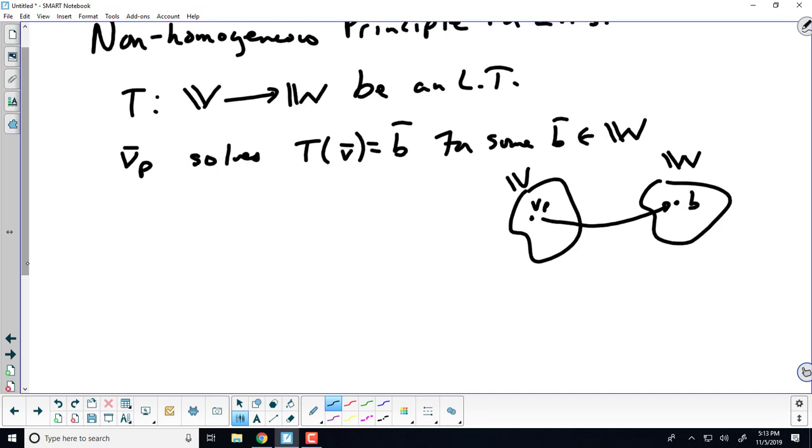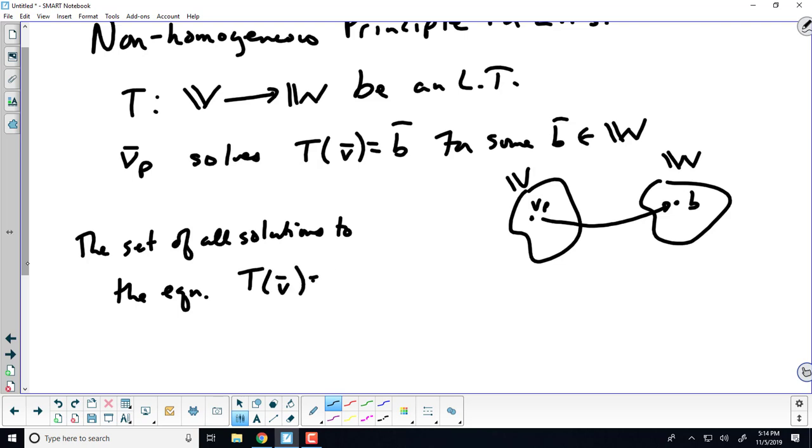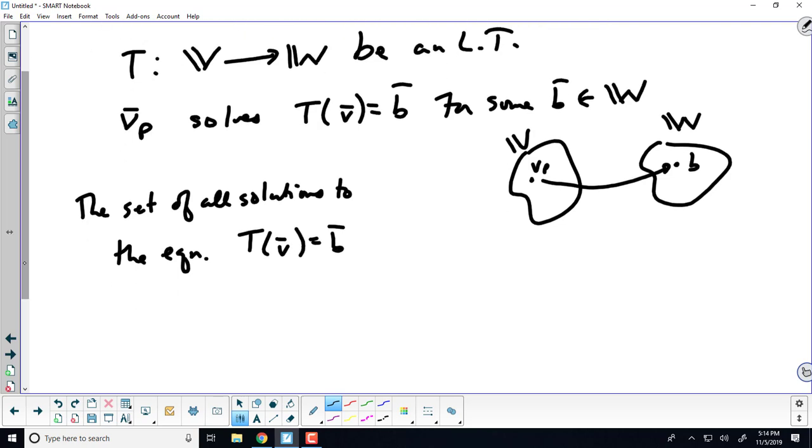Then I want to talk about all solutions to this. Okay? The set of all solutions to the equation T of V equals B. So this is something we've been doing all along, so don't let your eyes glaze over now that we're doing it with vector spaces.